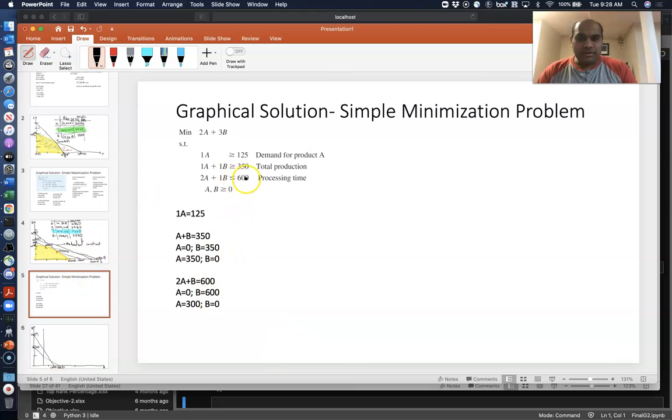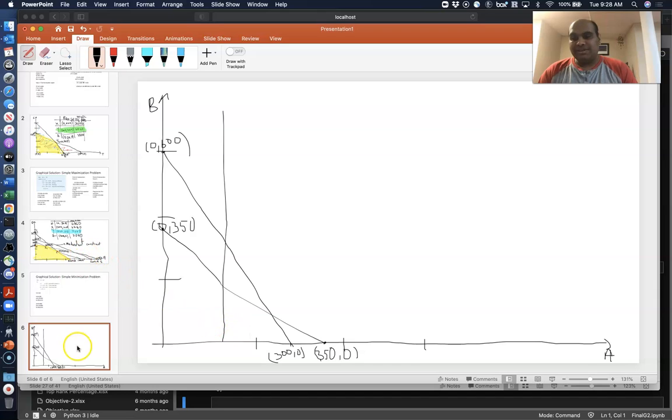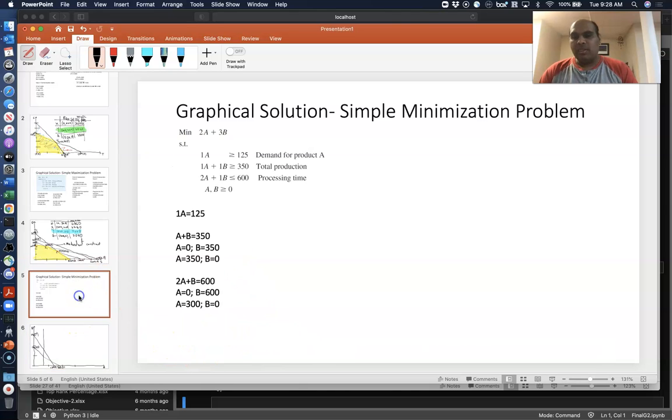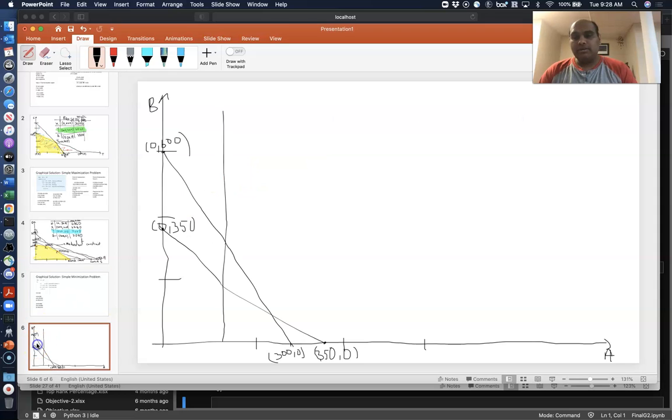But this constraint here is a less than or equal to constraint. The first 2 constraints were greater than or equal to constraints. The third constraint is a less than or equal to constraint, which means that the feasible region is all the points towards the origin. Because if I take 0 comma 0 and plug it in, I get 0 plus 0 is less than 600, which is correct. So these are the feasible points for the third constraint. But we know with the first 2 constraints, these were the feasible points.